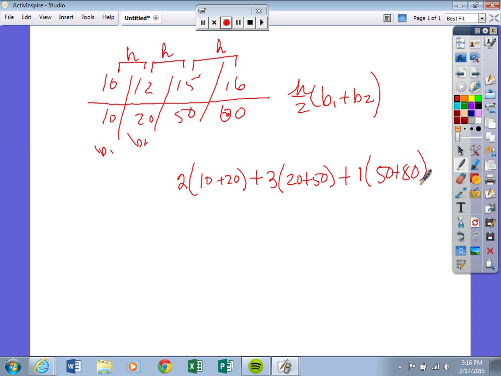Now, this is all my h's and b1s, b2s. I need to put all of these over 2, just to make sure I match this formula here, and then you're just going to math it out. Just type it in the calculator and get yourself an answer.